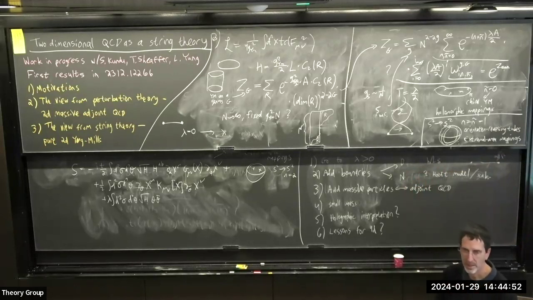There's a way of getting down to 2 dimensions from 4 dimensions just by taking a flux tube and letting the diameter of the flux tube, the area of the flux tube, go to 0. So you're going from a 4-dimensional theory to a 2-dimensional theory that way.